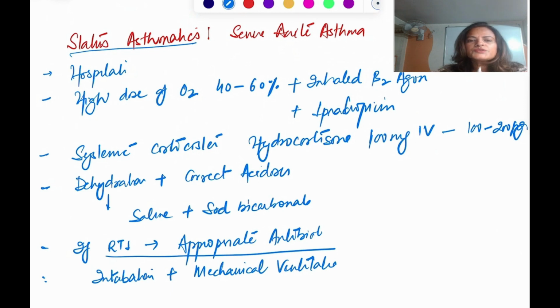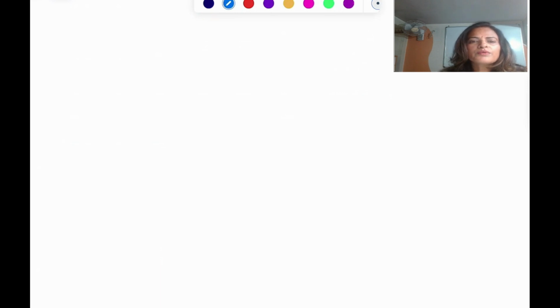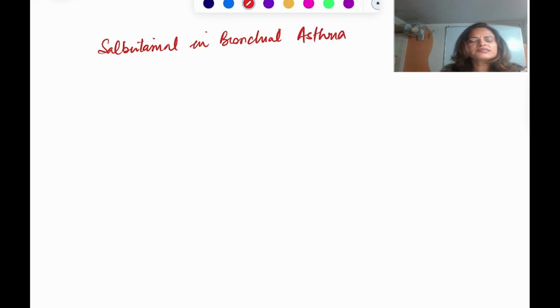Now we'll try to solve a few MCQs. First I'll tell you the important subjective questions for this topic. Usually you get a question on the mechanism of action of salbutamol. Discuss the pharmacological basis for the use of salbutamol in bronchial asthma. Here you are supposed to write that it increases cyclic AMP both in the bronchial smooth muscle and in the mast cell. In bronchial smooth muscle it causes bronchodilation, whereas in the mast cell it inhibits the release of mediators.